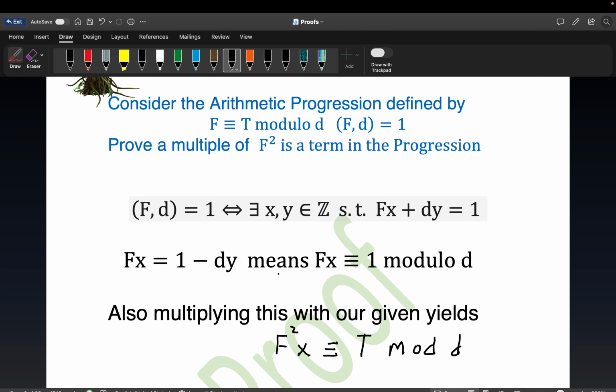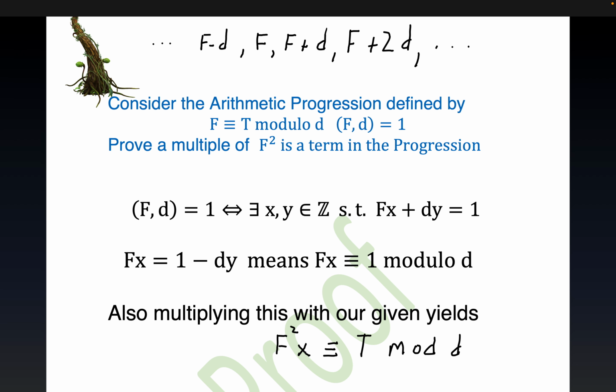f squared x is a term in this sequence for the very same reason f is, right? So you can think of this as the defining condition: if you wanted to put an n up here, n congruent to t means that n is a member of this arithmetic progression. So we've just established what we set out to prove, that a multiple of f squared is a term in the progression or the sequence.